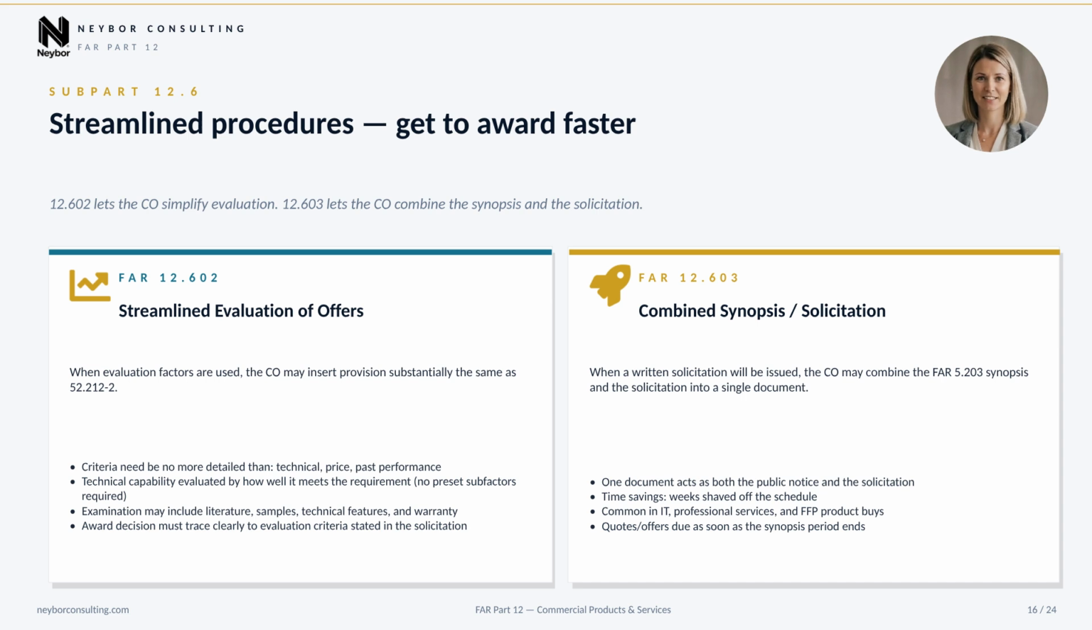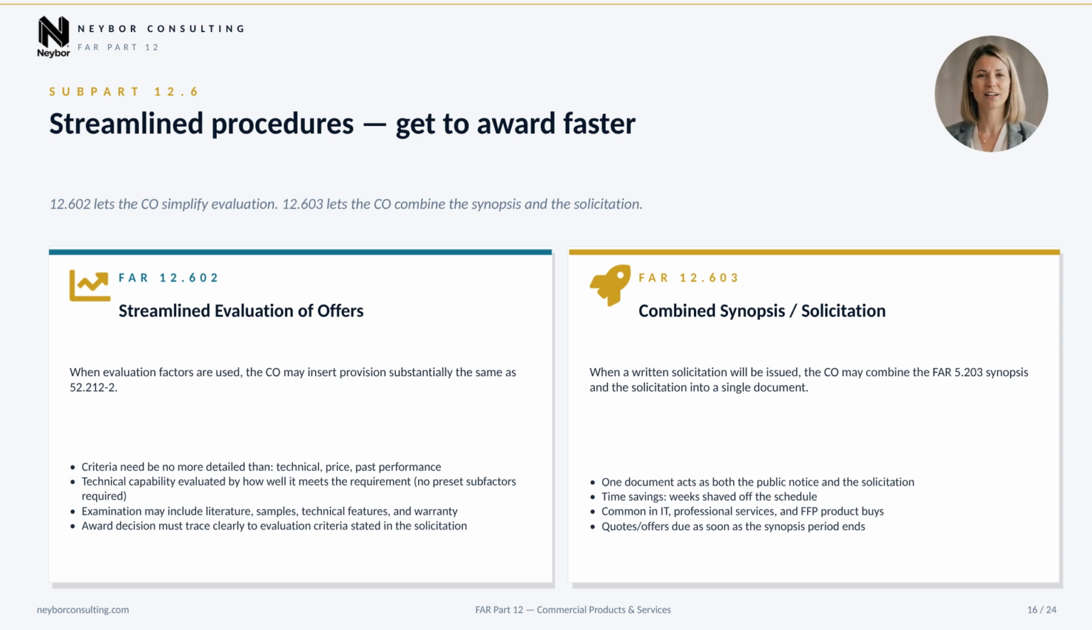Subpart 12.6 is the speed lane. Two sections matter: 12.602 streamlined evaluation and 12.603 combined synopsis solicitation. Take 12.602 first. When evaluation factors are used, the contracting officer can insert a provision substantially the same as 52.212-2. The criteria need be no more detailed than three things: technical, price, and past performance. Technical capability is evaluated by how well the offered product or service meets the requirement, with no preset subfactors required. Examination can include product literature, samples, technical features, and warranty terms.